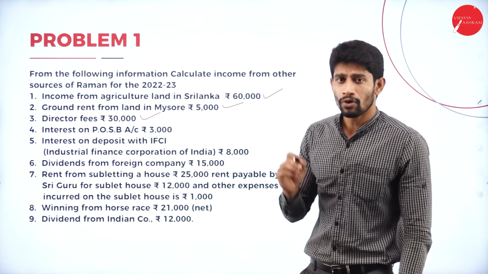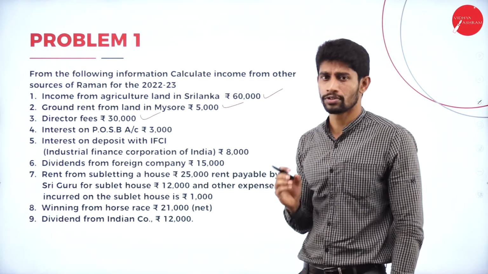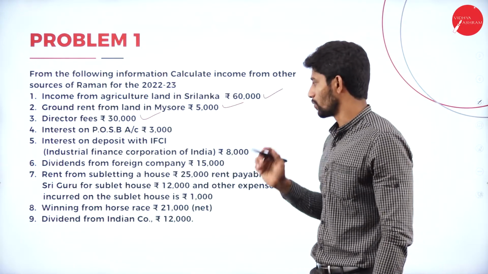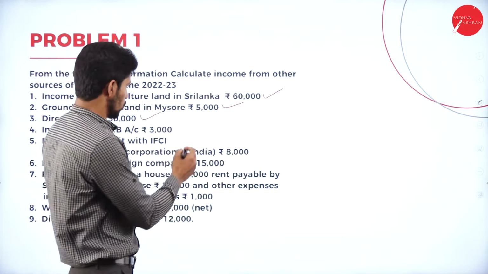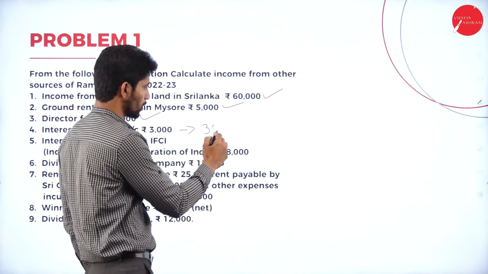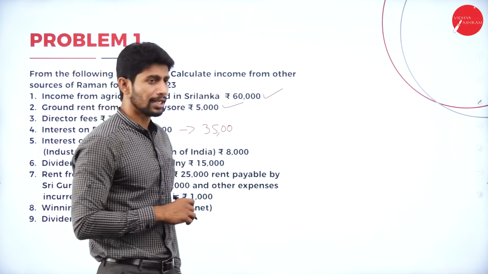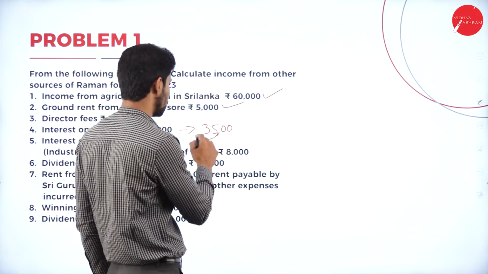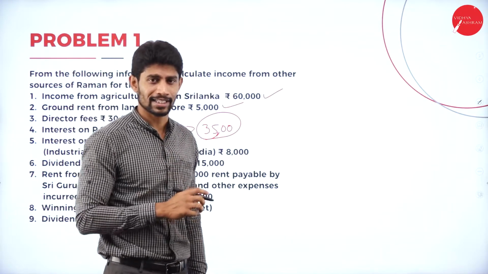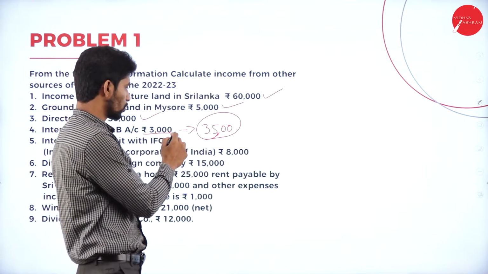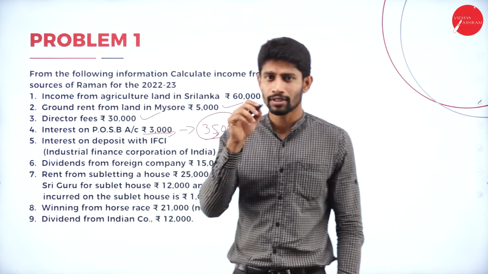Interest on POSB account. POSB account is nothing but Post Office Savings Bank account. Here we need to understand that we have some adjustment with respect to the POSB account. In a POSB account, up to rupees 3,500 is not taxable. In case the amount crosses 3,500, then it is taxable. Now in this problem we have 3,000 rupees, which is less than 3,500, so it is not taxable. In the taxable value it comes nil.